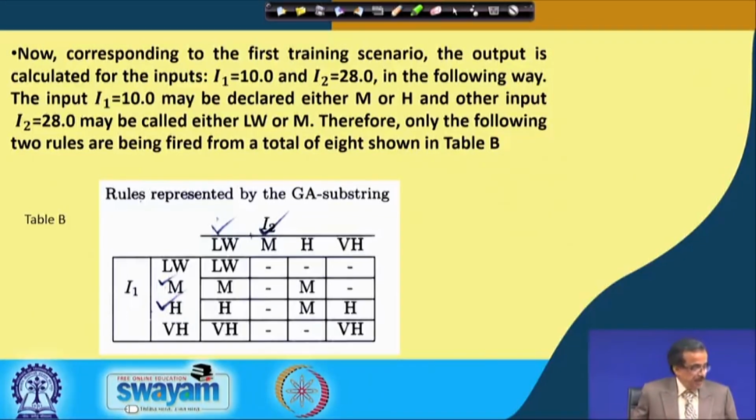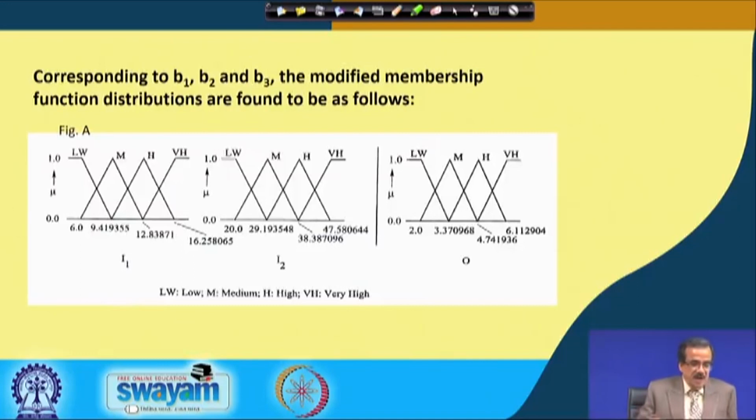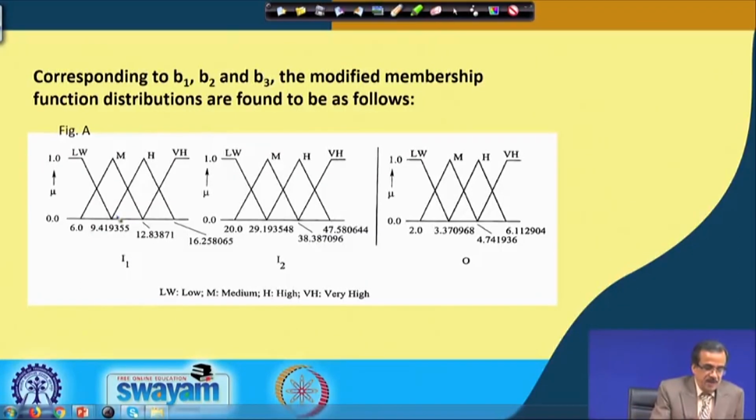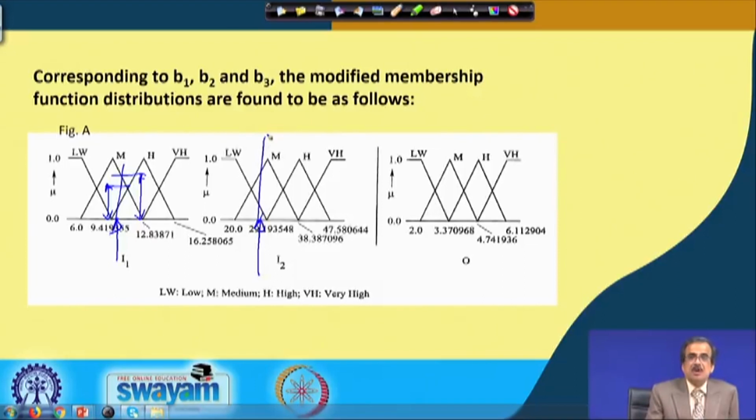and I 2 equals to 28. So, I 1 equals to 10 means I am here. This particular I 1 can be called medium with this much membership function value, and it can be called high with this much membership function value. Similarly, if I write I 2 equals to 28, we can find the membership function value corresponding to low and to medium. Now, let us see what happens to the rule base.